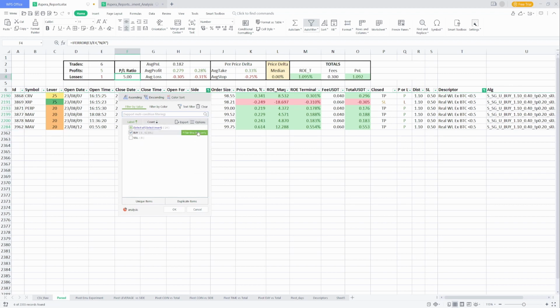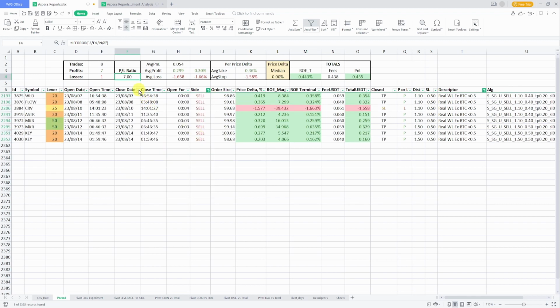Now if we were to go to sell, we've got a profit to loss ratio of 7. Wow, that's what we were striving for, and that's what I consider to be very, very good. However, the total P&L is only 0.435, and that is due to this 1 loss, but it's pretty huge. It lost us 1.6 USDT, and that's CRV for you.